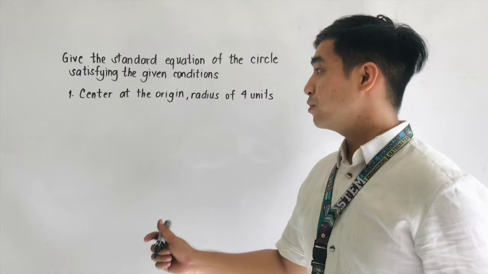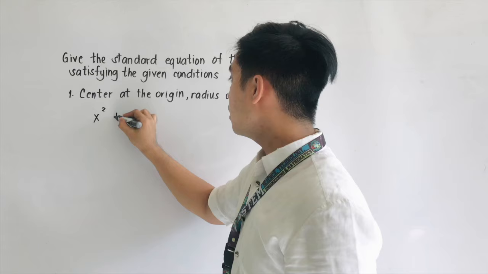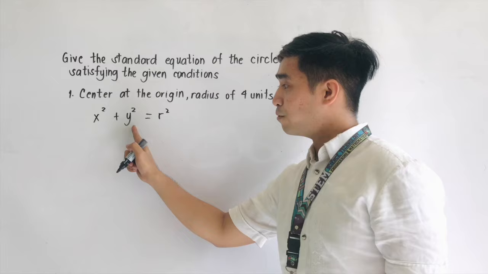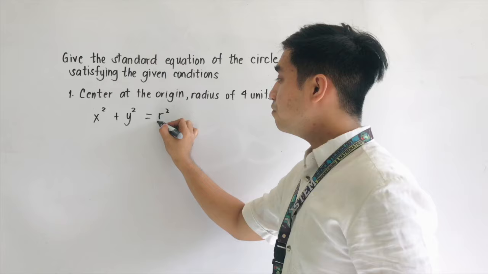Therefore, if the center is given at the origin, the standard equation of the circle with the center at the origin is x squared plus y squared is equal to r squared. So are we given x squared and y squared? Yes, because this is the formula, x squared and y squared. So we do not have h and k because the center is located at the origin. Do we have r squared? Do we have the radius? Yes, we have the radius and the radius is given 4.